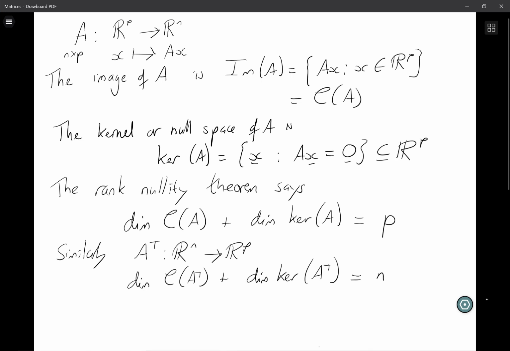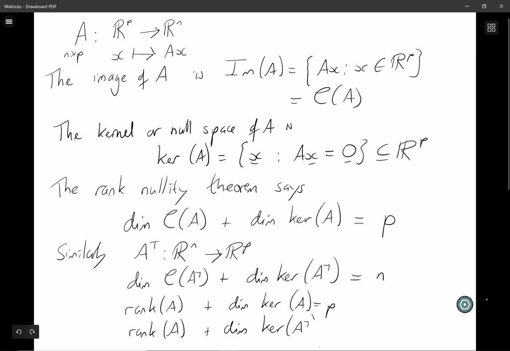Well, we know that the dimension of the column space of A is just the rank of A. And similarly, we know that the dimension of the column space of A transpose is the dimension of the row space of A, or again, just the rank of A. So what we've got is that the rank of the matrix A plus the dimension of the kernel of A is p, or that the rank of A plus the dimension of the kernel of A transpose is n.